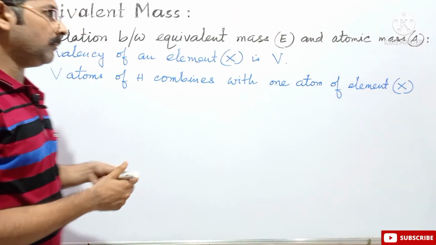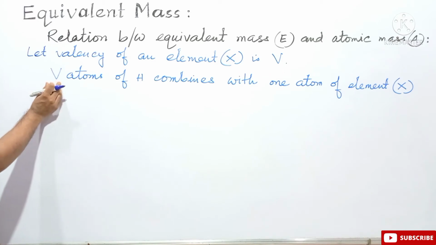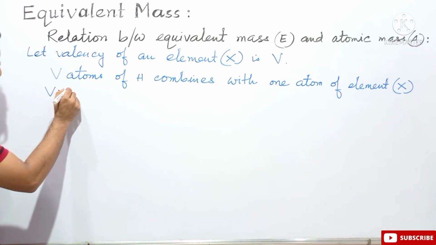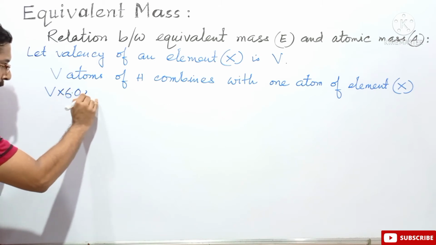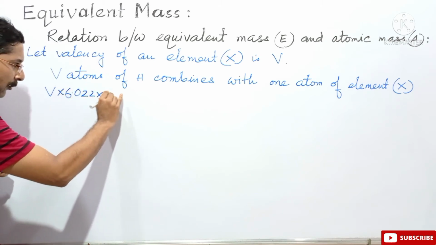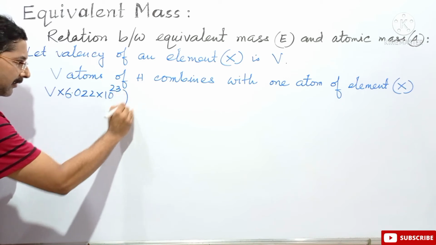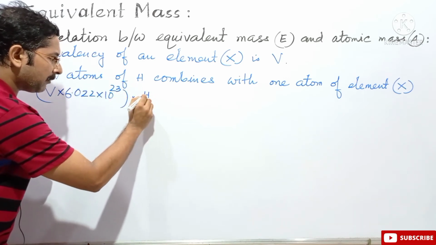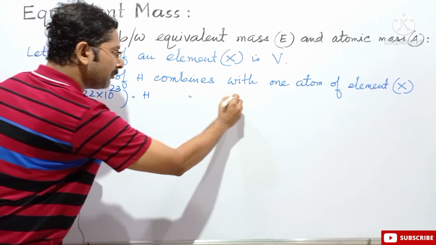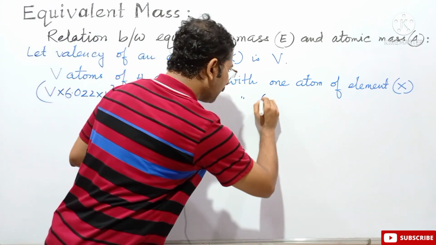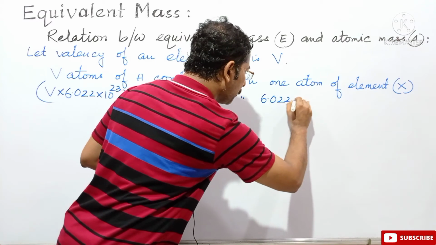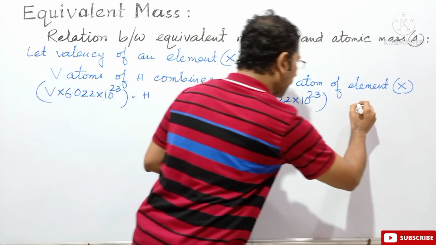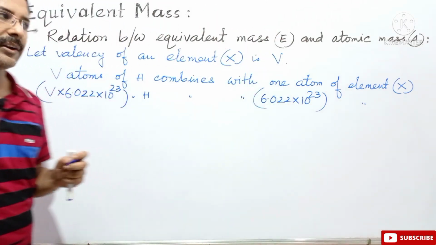Okay, so now multiply this V number of atoms with Avogadro number. So we can write V into 6.022 into 10 to the power 23, this number of atoms of hydrogen, combines with 6.022 into 10 to the power 23, this number of atoms of the element, right?